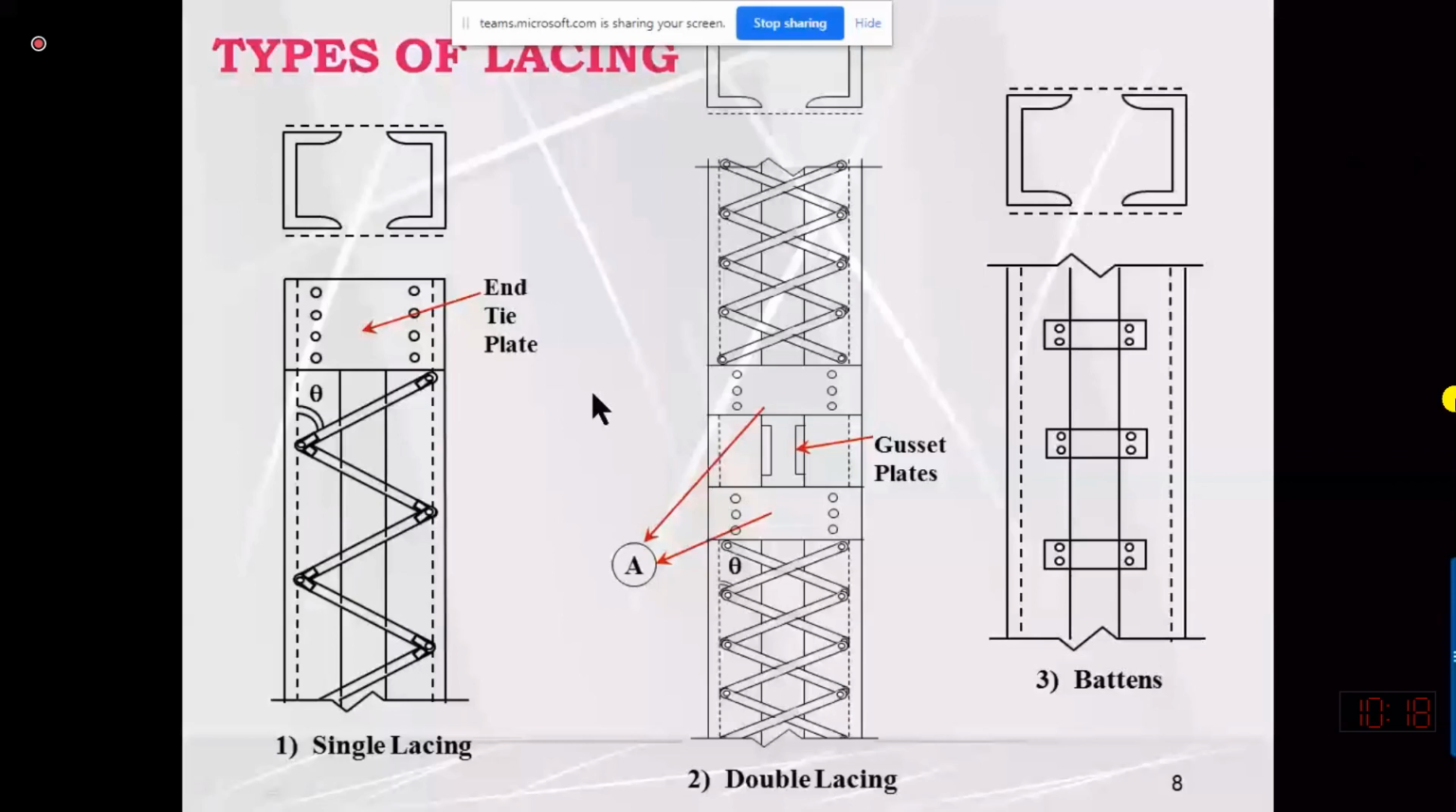Here, I just want to explain how we are making a built-up section. A built-up section, or a tailor-made section, is a section that we make by joining two members so that they will behave as a single unit. Now the question arises: why do we want to make a built-up section?